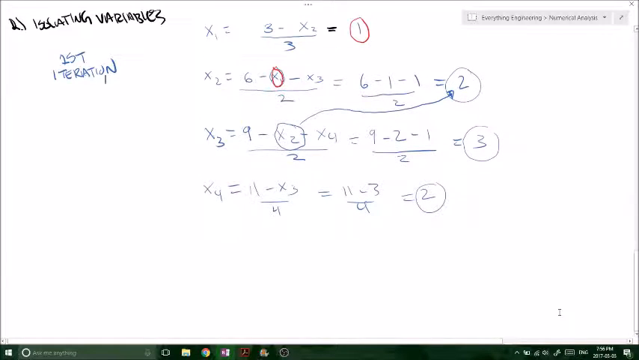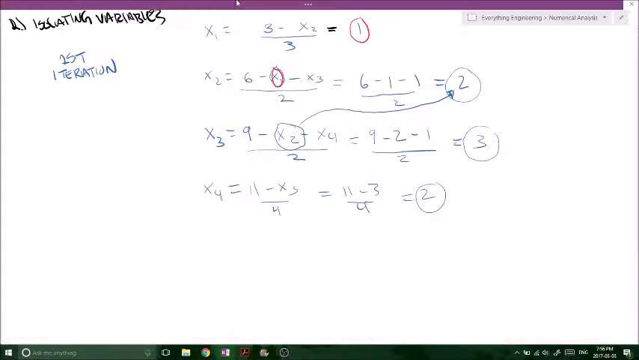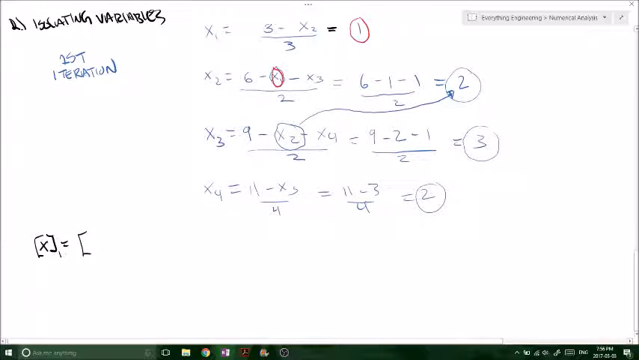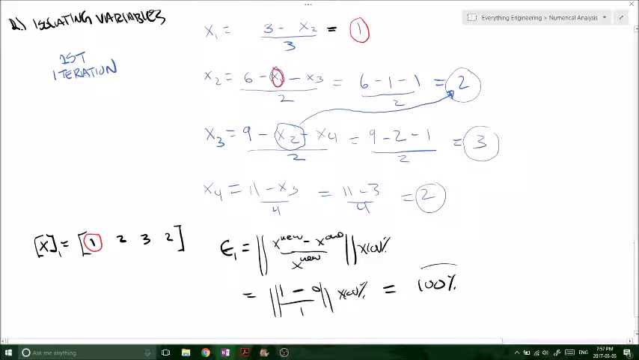So with that, let's calculate our errors for x1, x2, and x3. We'll say x with subscript 1 for our first iteration, so x vector 1 equals 1, 2, 3, 2. This is our first iteration of our vector. And let's calculate our errors. So error 1, we're looking at our first component, x1. Remember the formula? That equals 100%. That's a pretty big error. That's a huge error actually.